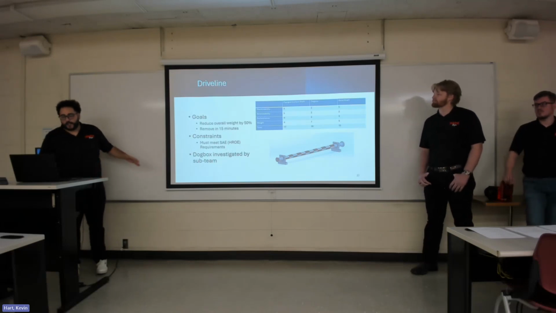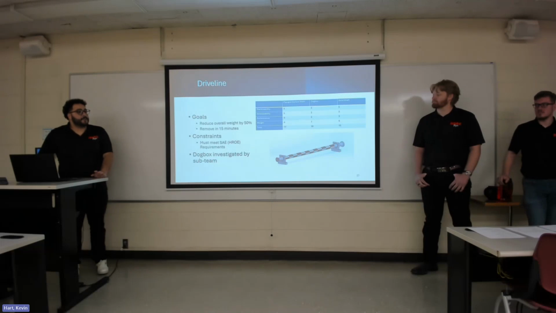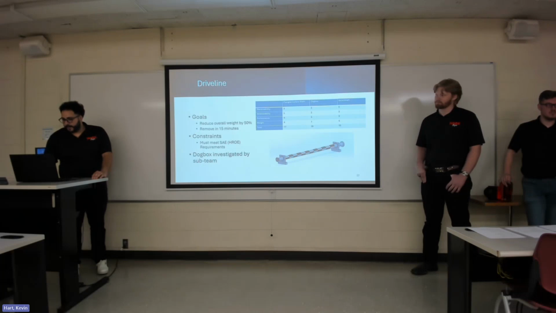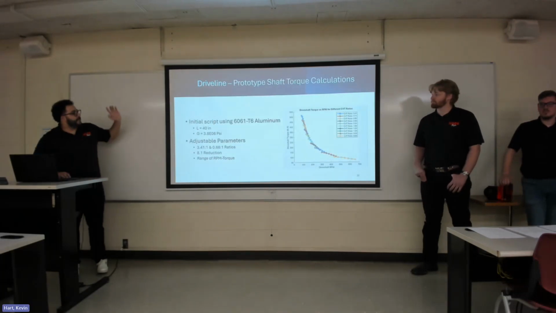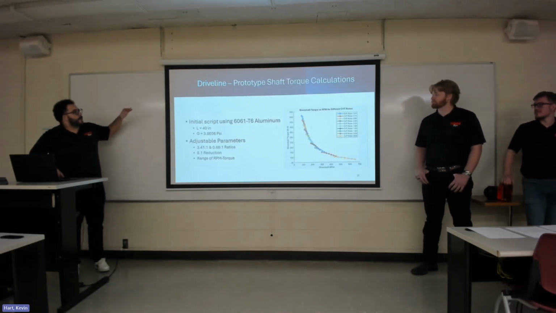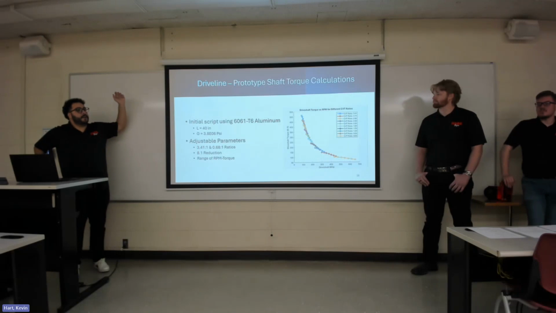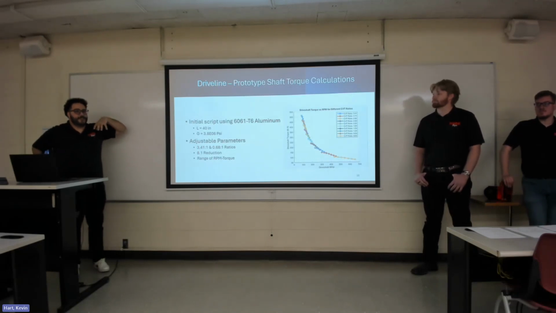In the future, with that dog box, we're hoping to use carbon composite and those flanges once again. So this senior design is kind of a test bed for what we're going to move into in the future. And then my initial script, this is just an initial prototype MATLAB script that goes through a range of torques compared to the RPMs over the various CVT ratios. This is an initial script just using 6061 T6.